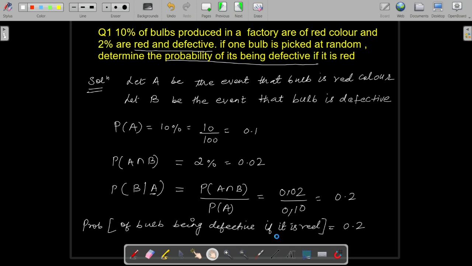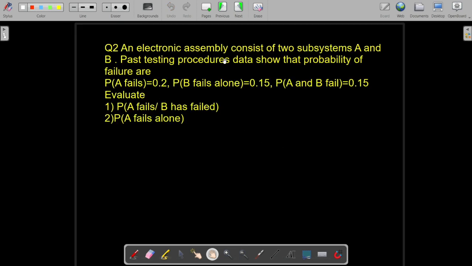Now, second question. Second question says an electronic assembly consists of two subsystems A and B. Past testing procedures data show that probability of failure are probability A fails 0.2, probability B fails alone, it is written B fails alone, and probability A and B fail. So these three probabilities are given to you. Now you have to evaluate probability A fails given that B has failed. Second, you need to find probability A fails alone.